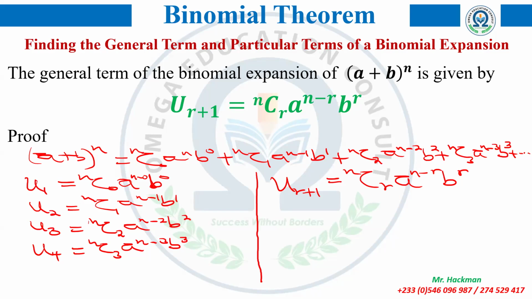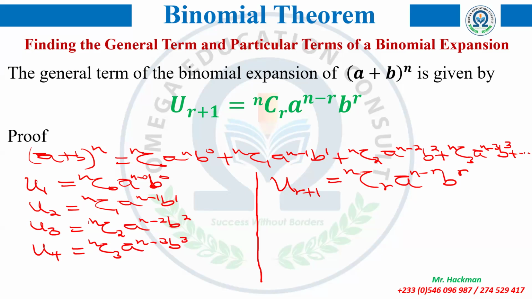So if you are interested in a particular term, you don't have to expand and go and pick only that term. If you do that, then it means you are not privy to this information. You don't know how to find the general term formula of that binomial expansion, and therefore you can't use it to find the particular term. If you are asked to find any particular term or any specific term, you should be able to do that by using the general term formula.